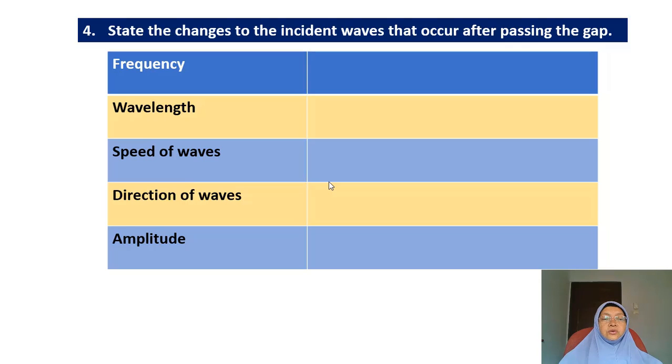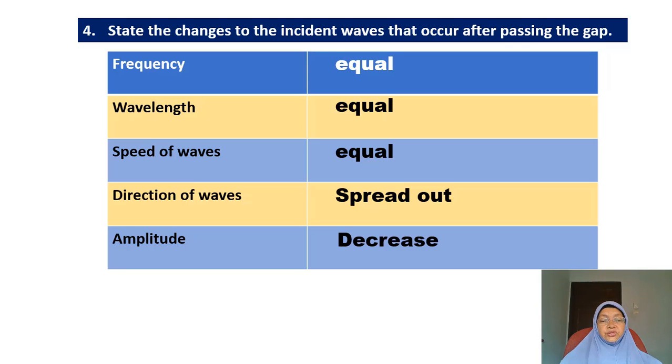Now we conclude the characteristics of the wave after diffraction. So what can we say about the frequency? Equal, because we still use the same motor, vibrating with the same frequency. The wavelength is equal. Speed of the wave, what do you think? It should be equal because the depth of the ripple tank is equal. Therefore, the speed of the wave should be equal. Direction of the wave, we say that it's spread out. Amplitude, it is going to decrease.